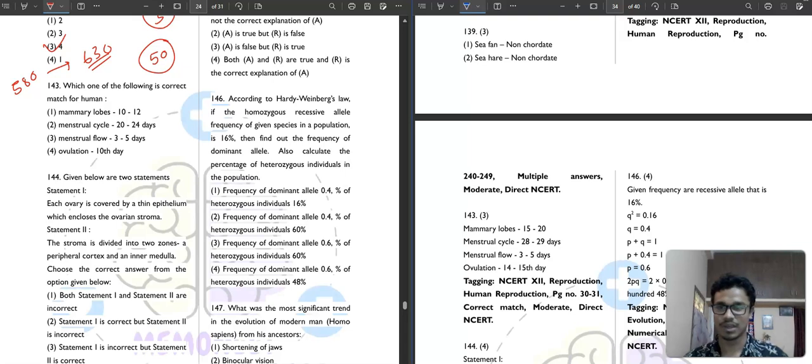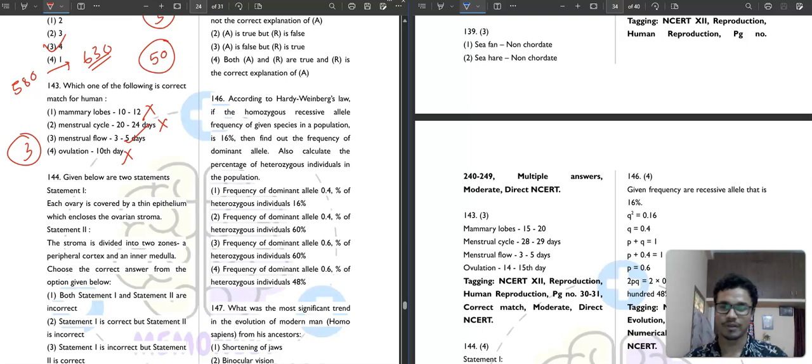Next, 143. Which of the following is the correct match for human? Mammary lobes 10 to 12. Is it correct? No. Mammary lobes are 15 to 20. The menstrual cycle is 28 to 29 days. Somewhat it varies actually, so it is not correct. The standard is 28 to 29 days. Menstrual flow 3 to 5 days, absolutely correct. Ovulation 10th day? Ovulation is on the 14th or 15th day. Only 14th day definitely. So third option is your correct answer.